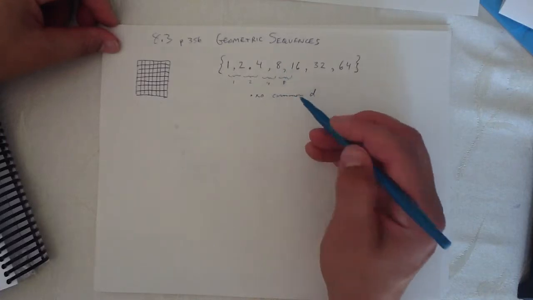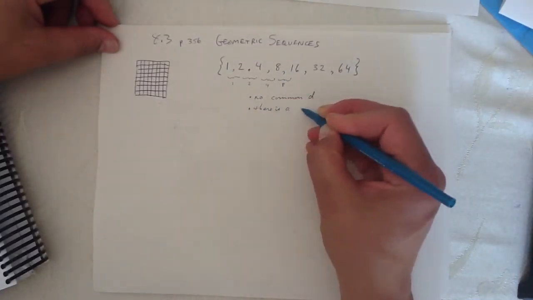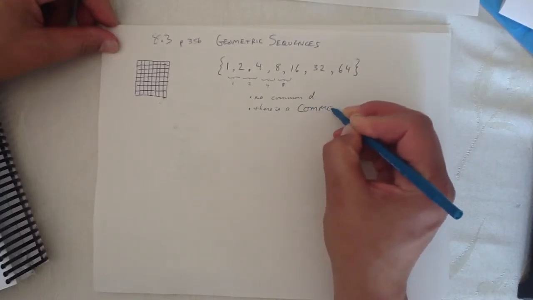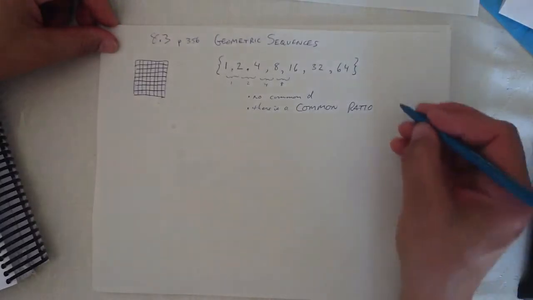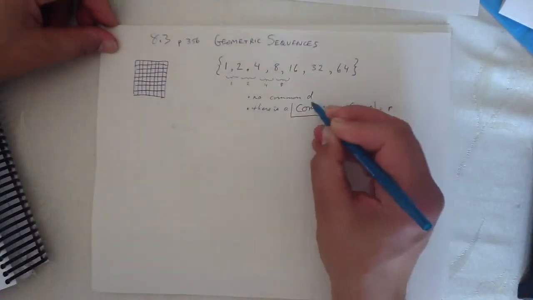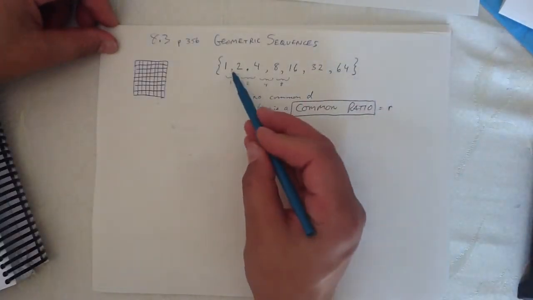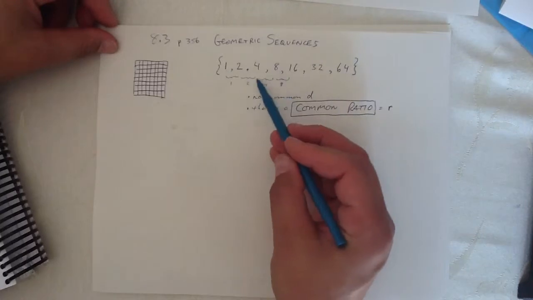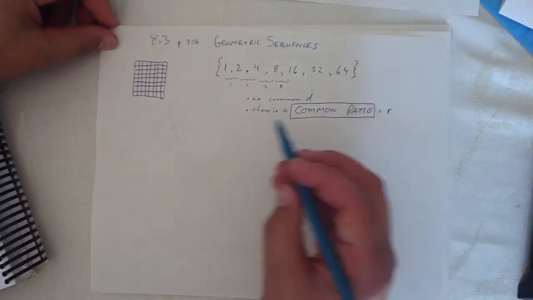However, there is one thing that's the same. There is a common ratio. And that is the key to a geometric sequence, and we call it R, the common ratio. The ratio between one term and the next term is always the same. So the next term is always double the last term in this particular ratio. So R would equal 2.